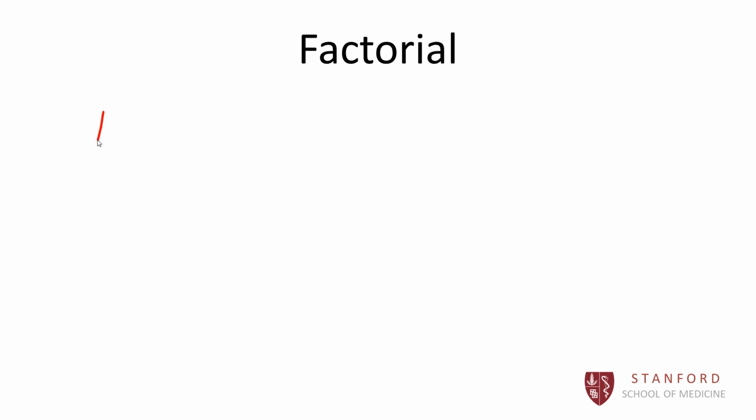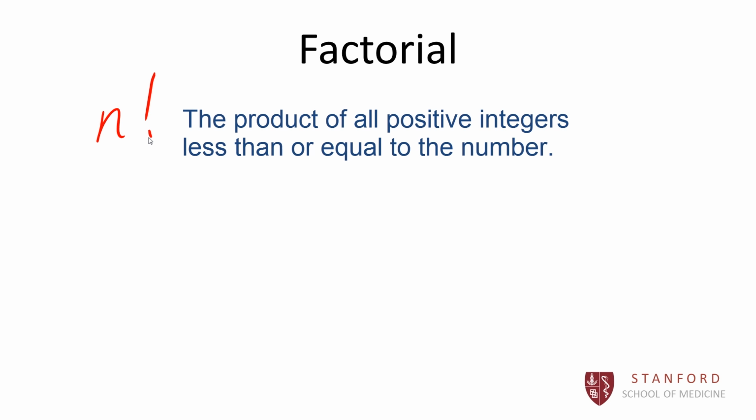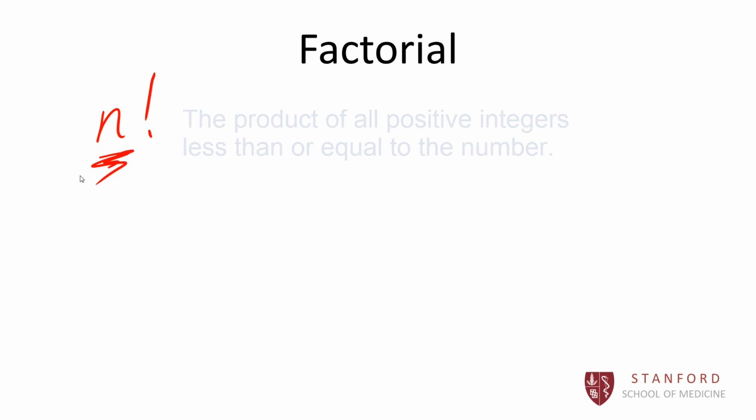Factorials are denoted with an exclamation point, as shown here. The formal definition for a factorial, and I'll repeat this, is that it's the product of all positive integers less than or equal to the number. Another way to say that is, when you take the factorial of a number, you're multiplying all the positive whole numbers between that number and the number 1.